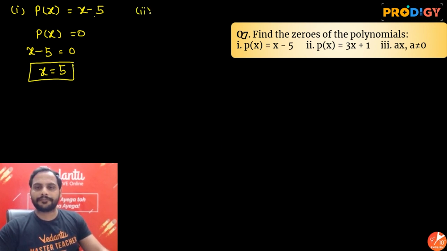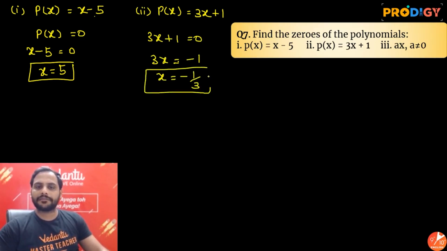Second, p(x) is equal to 3x plus 1. Make p(x) equal to 0. So make 3x plus 1 equal to 0. That means 3x is equal to minus 1. So I can say x is equal to minus 1 by 3.